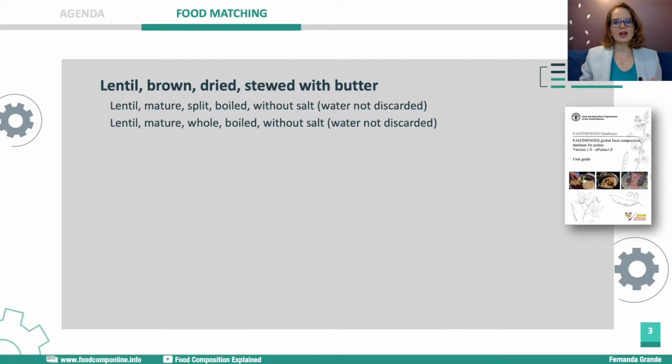So in both examples that I'm bringing here to you, we need to make a decision about the best procedure to match the different foods. And these decisions can change from food to food and also depending on the information available in the surveys and also in the food composition database. But it's important to keep in mind that some rules need to be set to allow for a standardized food matching procedure.